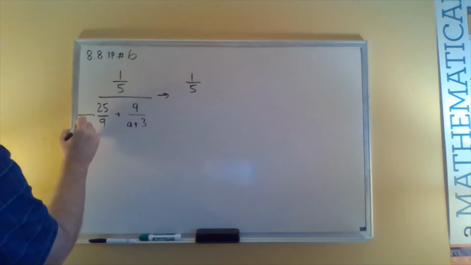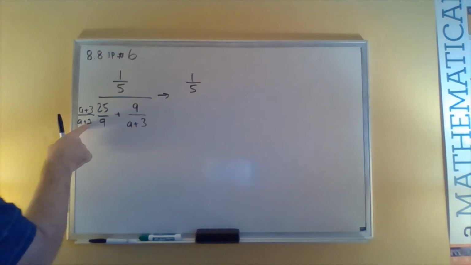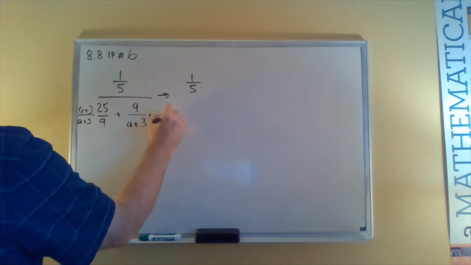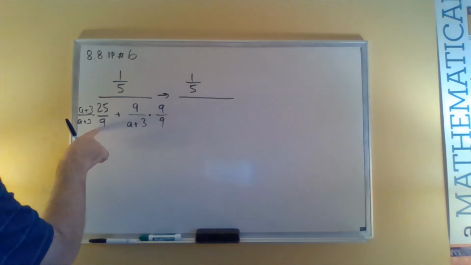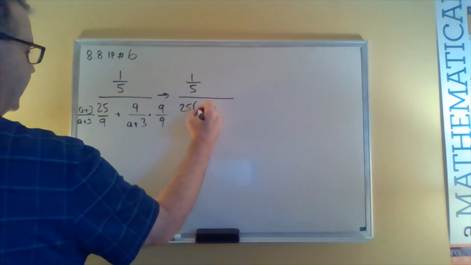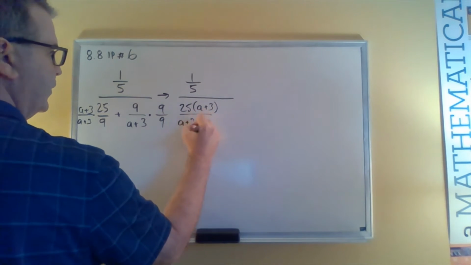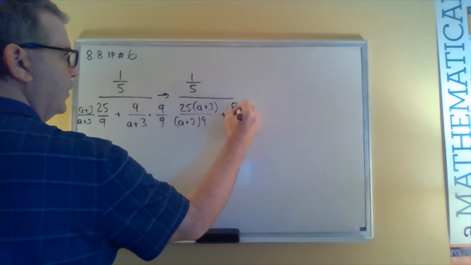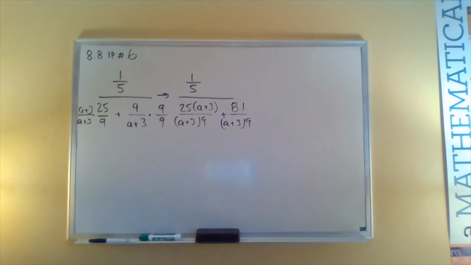So I'm going to multiply this first fraction times a plus 3. Multiply the denominator times a plus 3. I have to multiply the numerator as well. Over here, I'm going to multiply top and bottom by 9. So what that'll give me on the denominator now, my first term is going to be 25 times a plus 3 over a plus 3 times 9. And I'm going to add 9 times 9 is 81 over a plus 3 times 9. So now I have a common denominator down here in the bottom, so I can combine these two fractions.